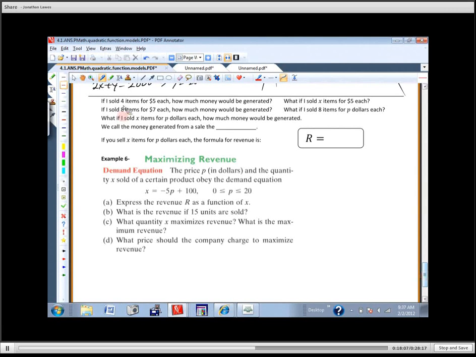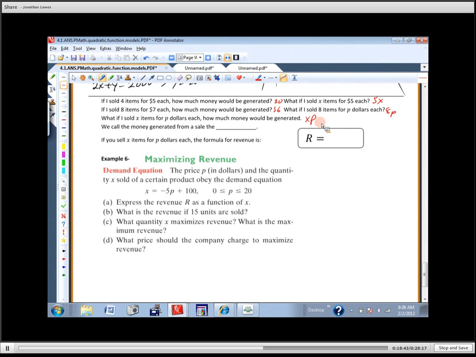So if I sold 4 items for $5 each, how much money would be generated? 20 bucks. What if I sold x items for $5 each? I'd represent that by 5 times x. If I sold 8 items for $7 each, how much money would be generated? $56. 8 items for p dollars? 8p. If I sold x items for p dollars, how much money would be generated? xp.